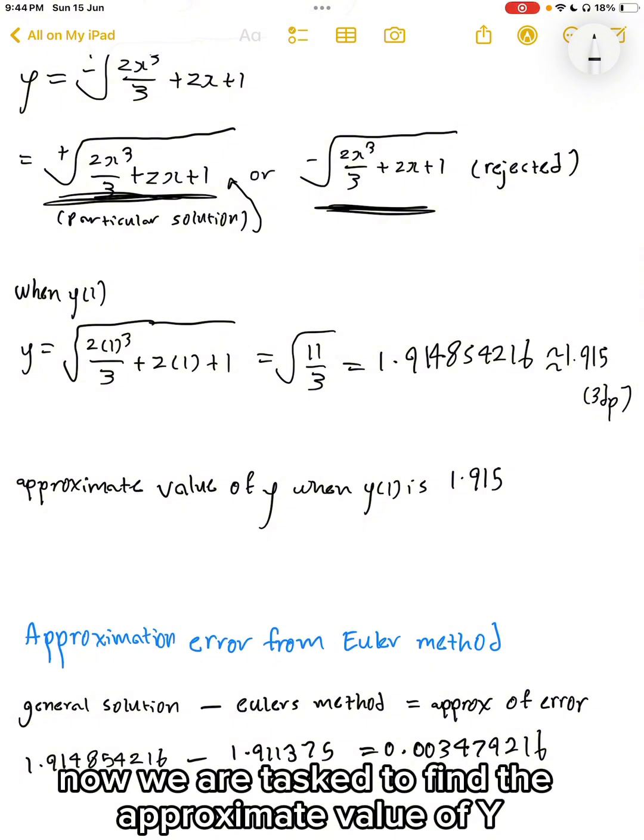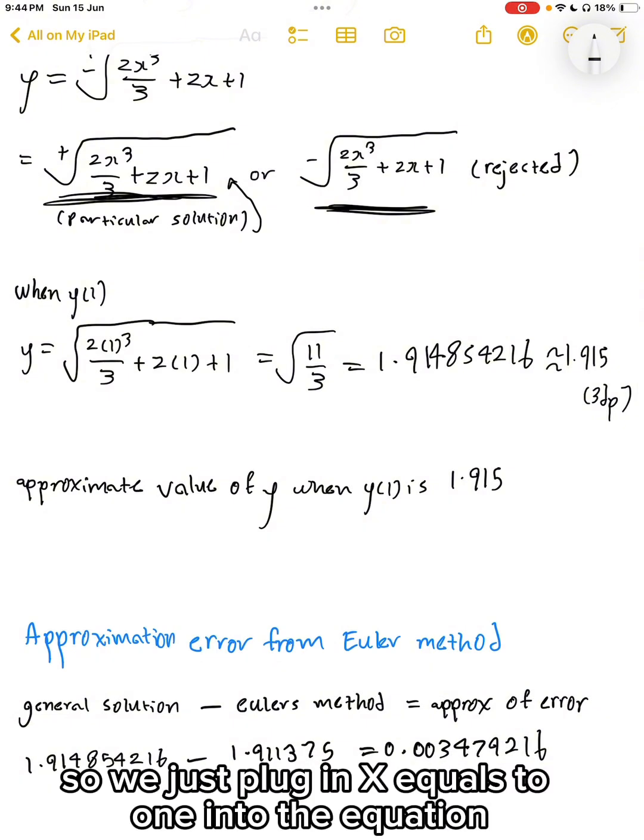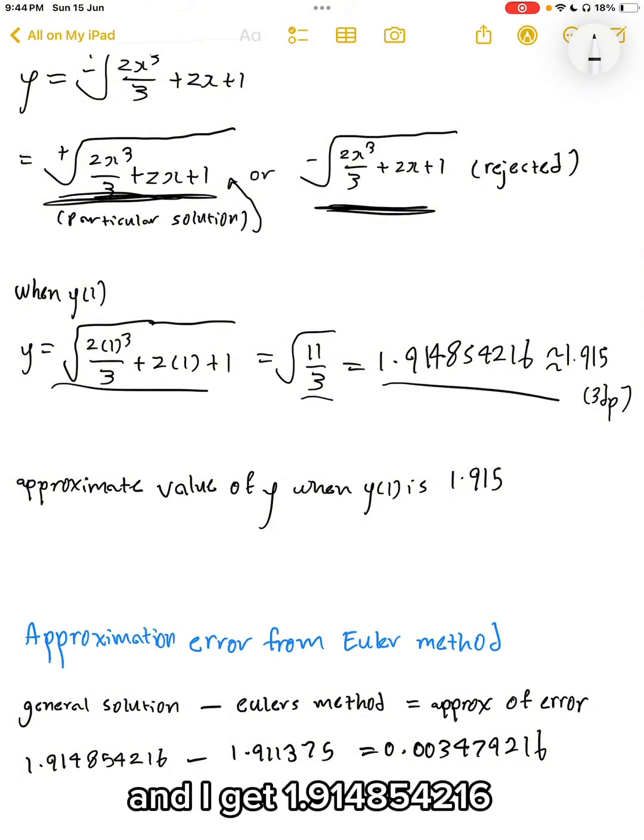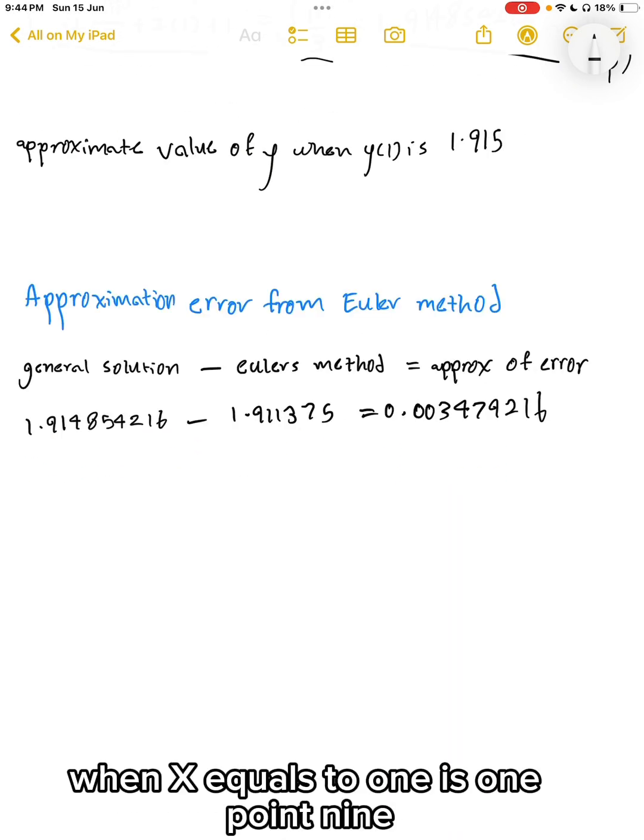Now we are tasked to find the value of y when x equals 1. We just substitute x equals 1 into the equation, and I get 1.914854216, rounded to 1.915. So the actual value of y when x equals 1 is 1.915.